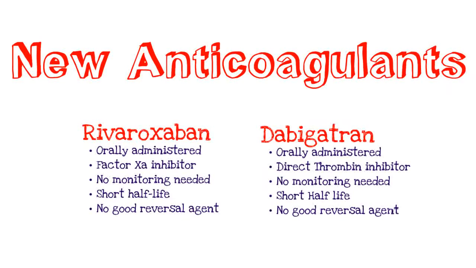Dabigatran, also known as Pradaxa, is also orally administered. It's a direct thrombin inhibitor. No monitoring is needed. And again, it has a short half-life. But again, there's also no good reversal agent. So if someone's bleeding on it, you just don't give them their medication and let them trend down.